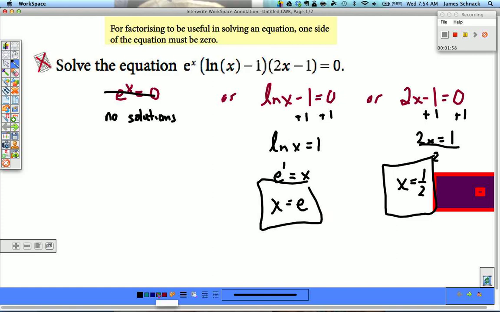One thing to remember, we can't take logs of negative numbers, so if we would have gotten negative 1/2, that would create a problem right here in the second factor, and we would reject this last solution.